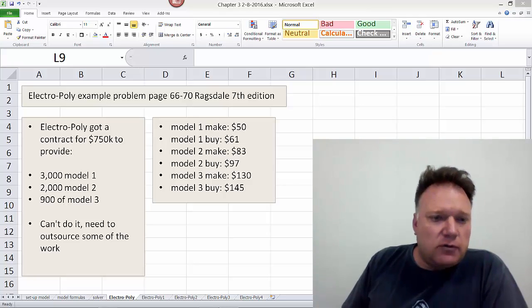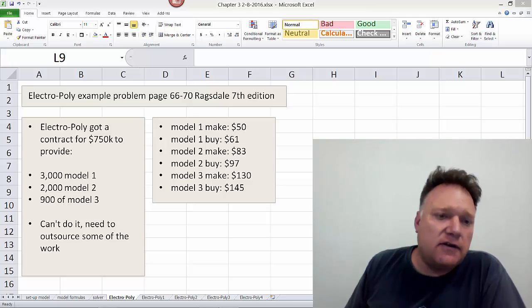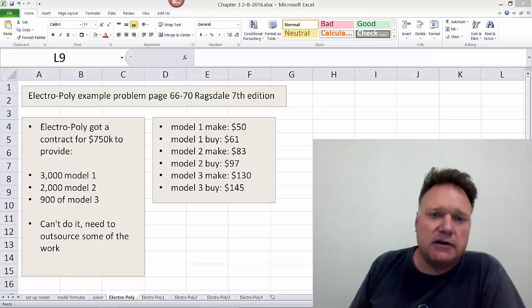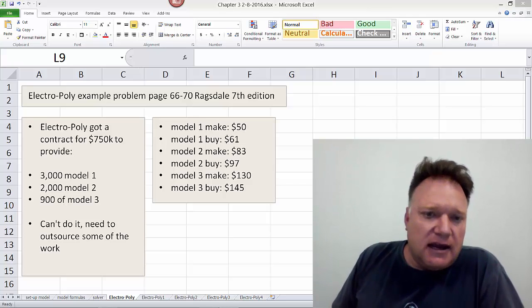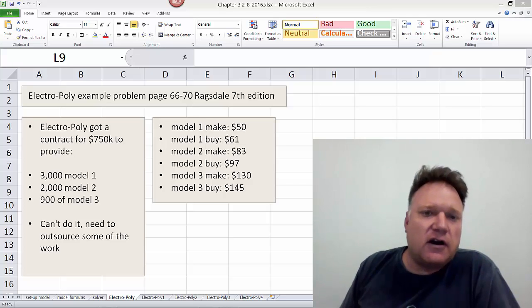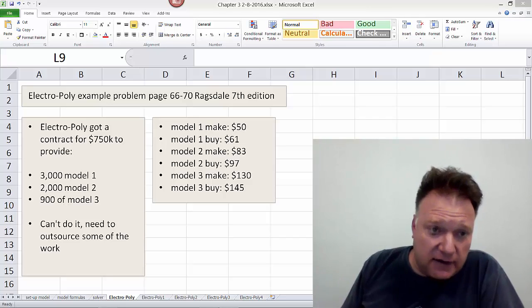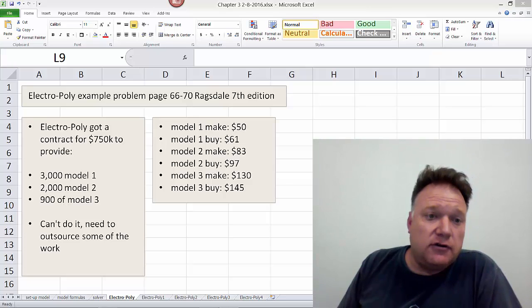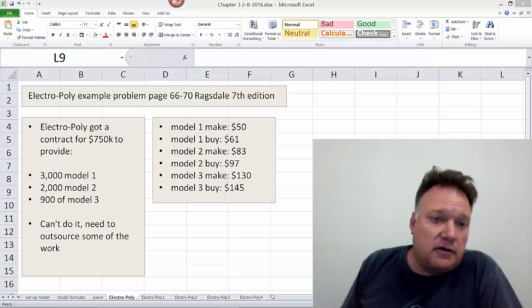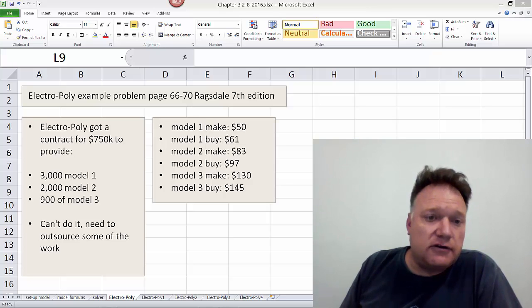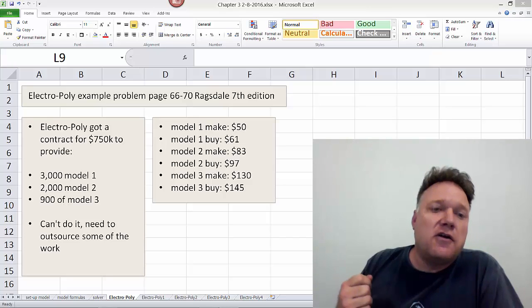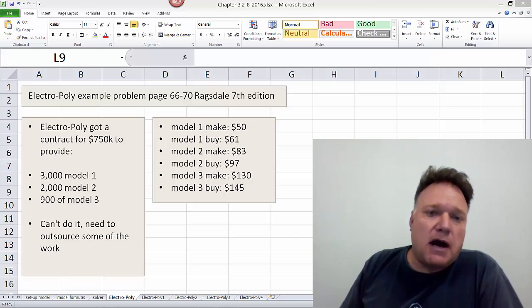So for this case, we have three different models. At first glance, it looks like this is just three instead of the two in the earlier example of the hot tubs, but actually each of these models has two different costs associated with it. And this is obviously a minimized cost problem. They're going to get $750,000 whether they do it efficiently or if it costs them $1,000 to make it or $1 million. It doesn't matter. They're going to get $750,000. The goal here is to minimize the cost.